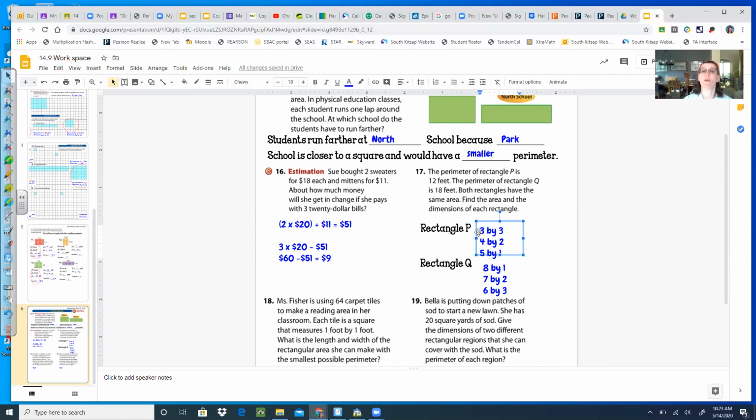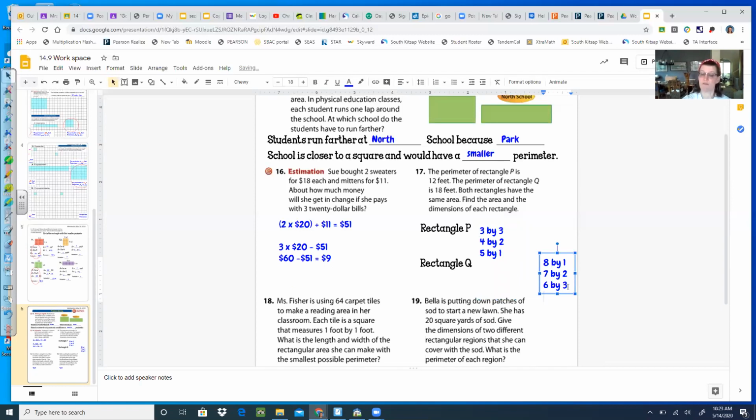Okay, so perimeter is 12. I got that. Perimeter 18. Maybe I need some more. Okay, half of 18 is 9. 8 plus 1 is 9. 7 plus 2 is 9. 6 plus 3 is 9. I'm going to move this guy over and do a few more.